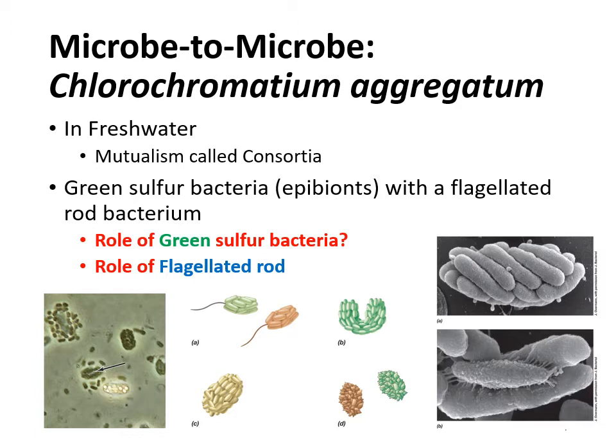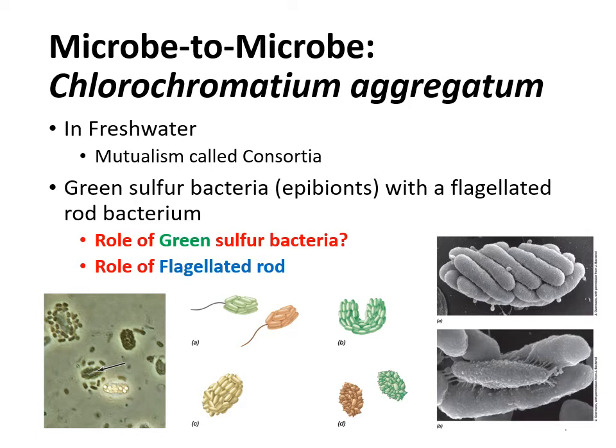You have the green sulfur bacteria, and you have the flagellated rod. Now, as soon as you see flagellated rod or flagella, this should automatically tell you the role of the rod in that scenario. Flagella allows for movement. So the flagellated rod provides movement for a bacteria that's usually non-motile, okay?